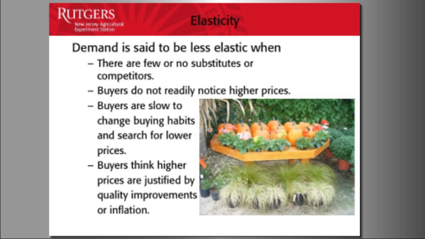Demand is also less elastic when buyers are not really ready to notice higher prices. So if people have high incomes and they want what they want, they're not going to worry about it. Starbucks doesn't seem to be faring too badly when things go down, because it's a luxury product, but it's not a huge amount of somebody's consumer budget. Buyers are slow to change their habits or search for other things, and buyers think that prices are justified because there's quality improvement. So that's where the diversification in niche marketing comes in.